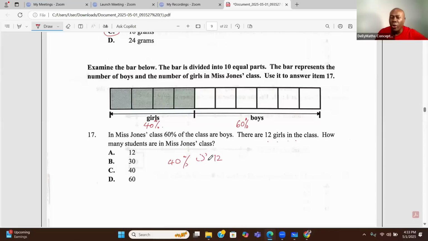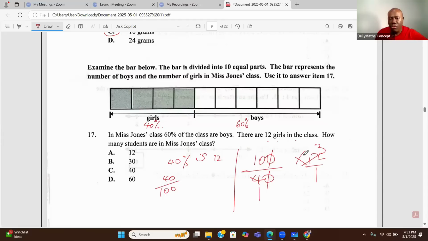So if I want to know the total, I'm going to revert my 40% because 40% is 40 over 100. But to find the answer, you could reciprocate this, 100 over 40 times 12, and the answer will just miraculously jump up. So 0 cancels 0 right there. 4 into itself is 1. 4 into 12 is 3. 3 times 10 gives us 30. So this answer is definitely 30 students are in the class overall.